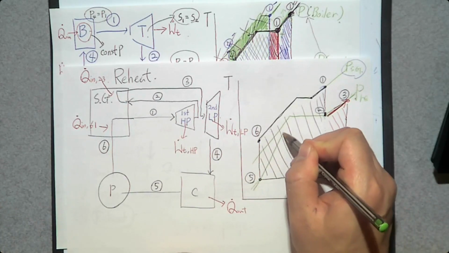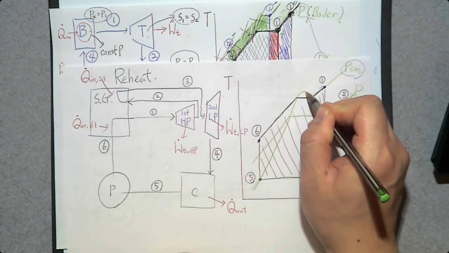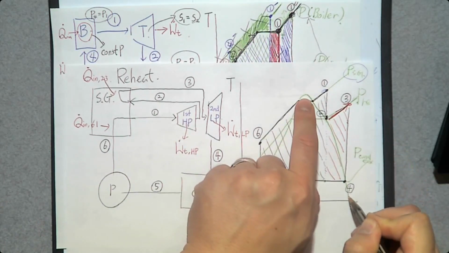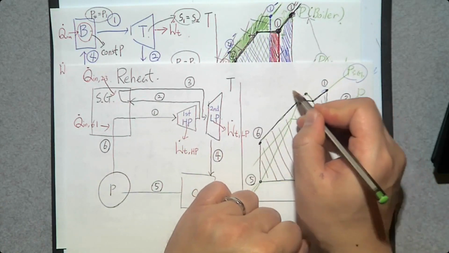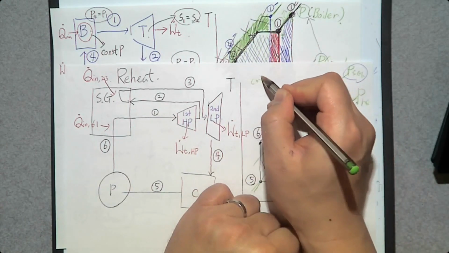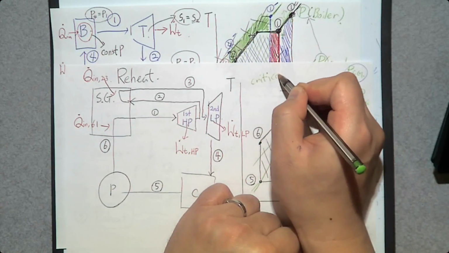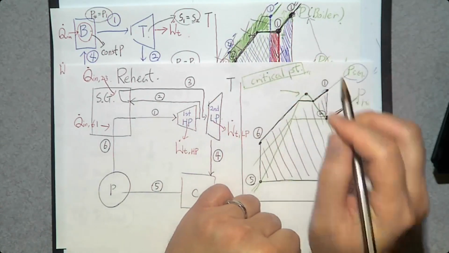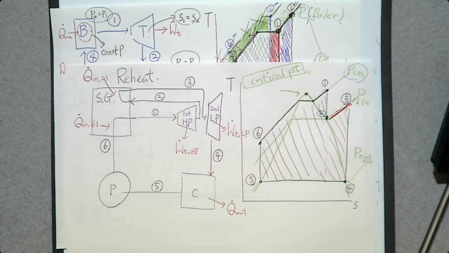This is called saturation curve. So on top of this, the point that is called critical point. Above this critical point, water doesn't exist as typical water. It's going to be supercritical water that has the characteristics of both vapor and liquid together.